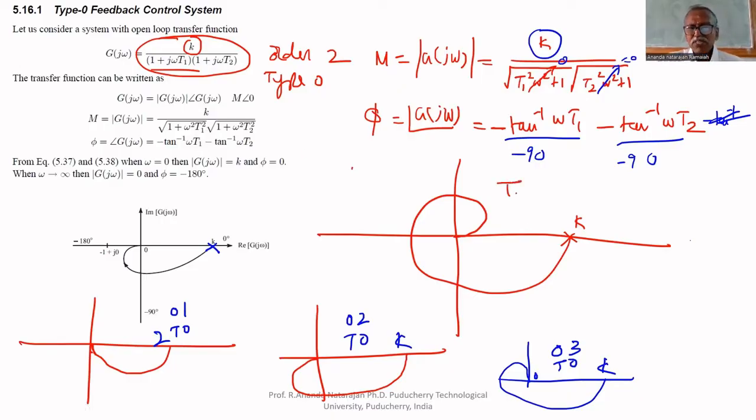So for a type 0 system, it starts at the positive real axis and ends at 0 at an angle of minus 90 degrees for first order, minus 180 for second order, minus 270 for third order, and minus 360 for fourth order.